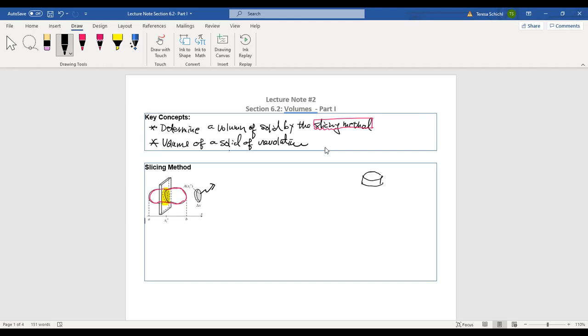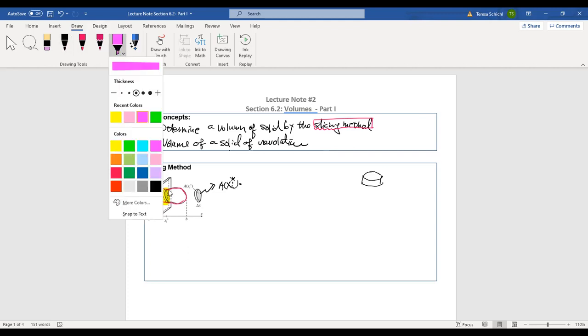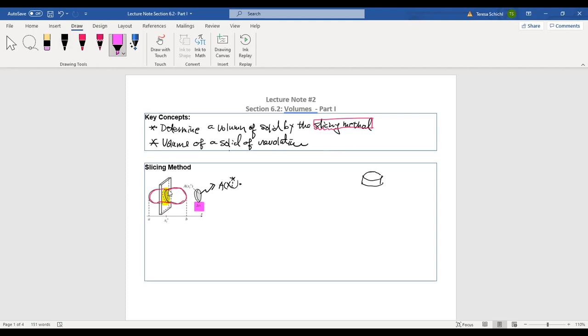The volume of just this little piece will be the area of this little piece, A of xi star, times the height, or the depth, of whatever volume you are trying to find.